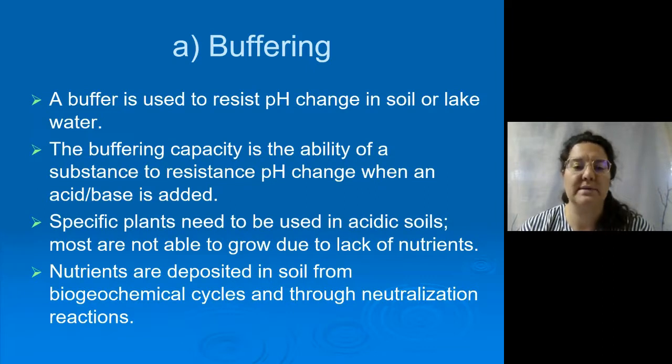So there are some plants that need to be in acidic soils, and other plants are very sensitive to acidic soils. And through biogeochemical cycles, different nutrients are deposited and they can be leached out of the soils or the water due to an increase in acid deposition.